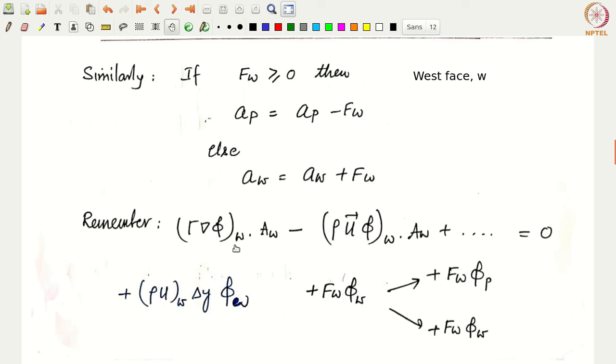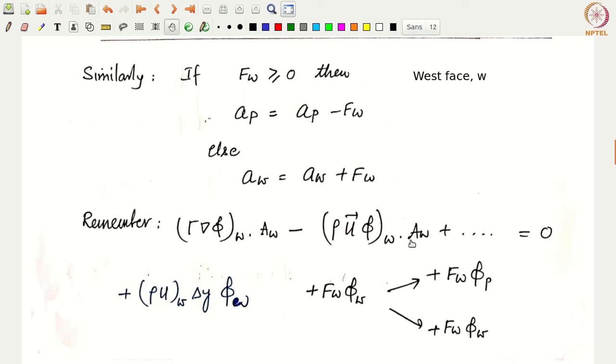So if you go back to the original equation, if I consider only the west phase terms, that means I have gamma grad phi w dot aw minus rho u bar phi w dot aw, right? So this is the diffusion term, this is the convection term, plus we have three other terms like this corresponding to three different phases, plus we have the source term, right? We have the source term plus equals 0, right? So essentially we brought the convection term to the right hand side to be on the same side as the diffusion term.